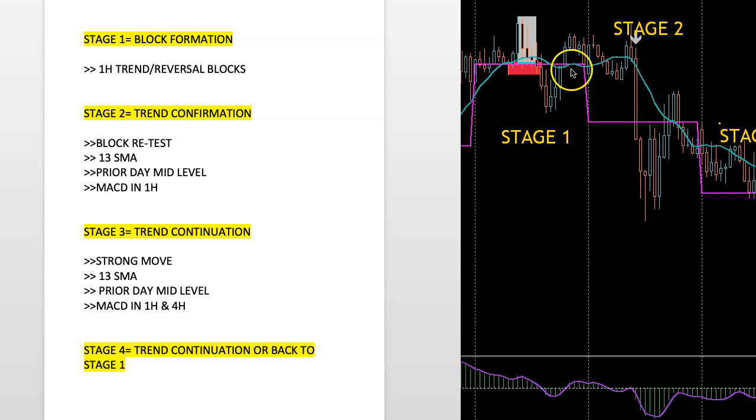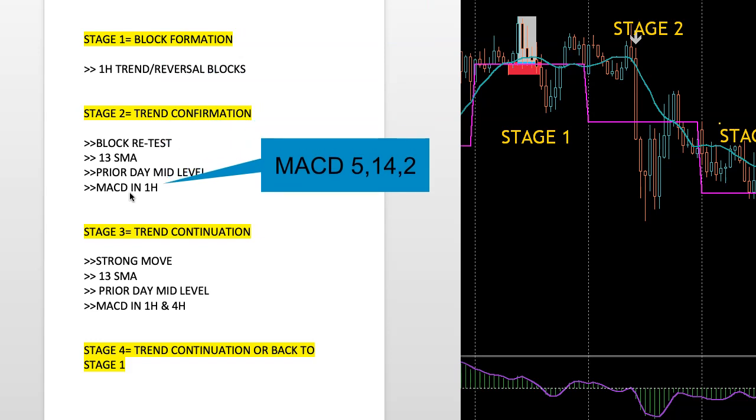So once we do that, when we're in the zone, sometimes we don't get that, but when we do, that's a thumbs up. So block retest means the price comes back to the block, and then we get a block retest where we actually get some arrows showing we have retested this block, and now we can enter. Also, we're going to use the 13 simple moving average. We're also going to use a confirmation, the prior day mid-level, and then we're also going to use the MACD in 1 hour. And the MACD, write this down, we're going to be using the parameters of 5, 14, and 2.